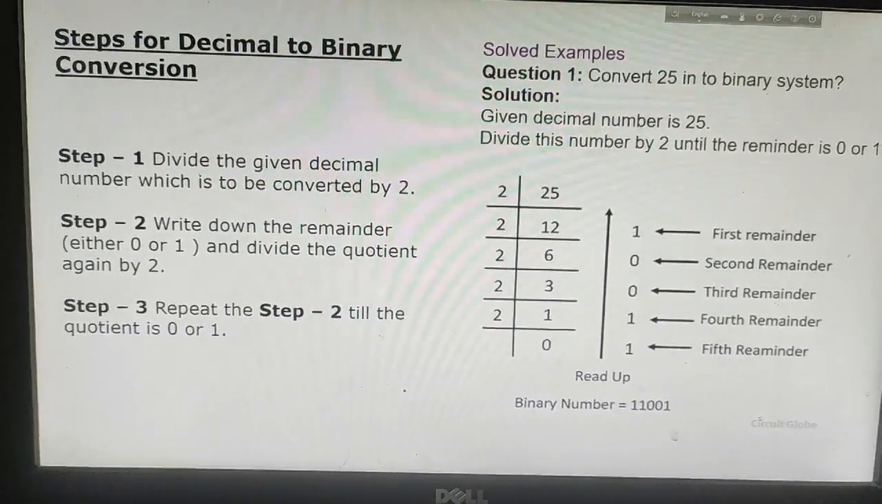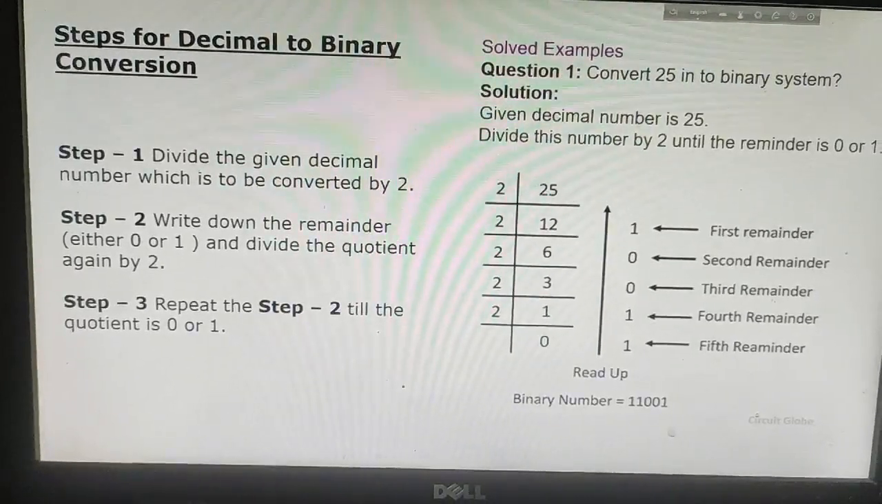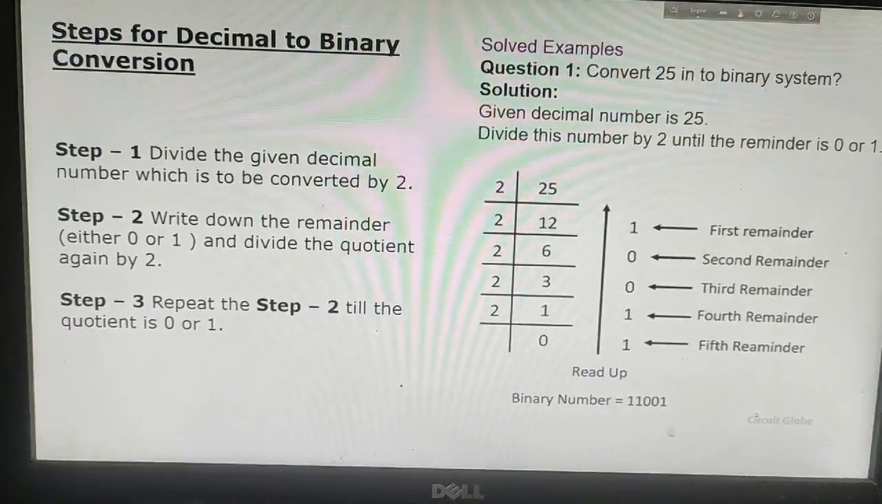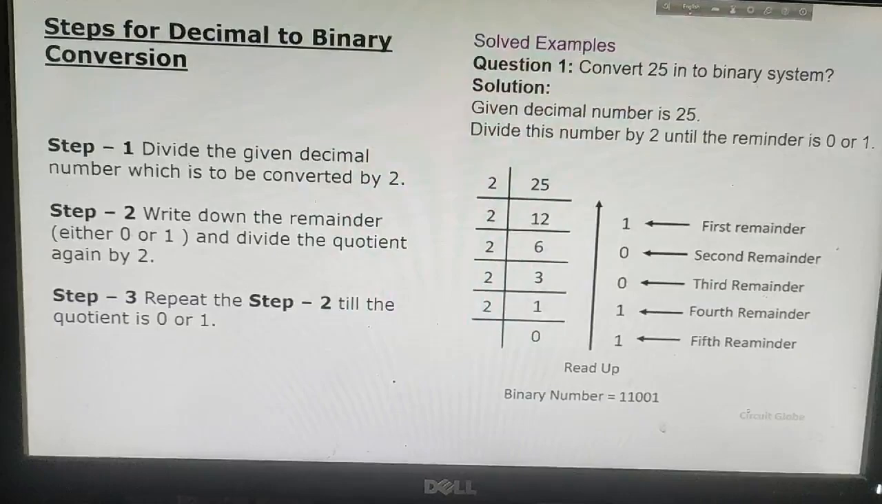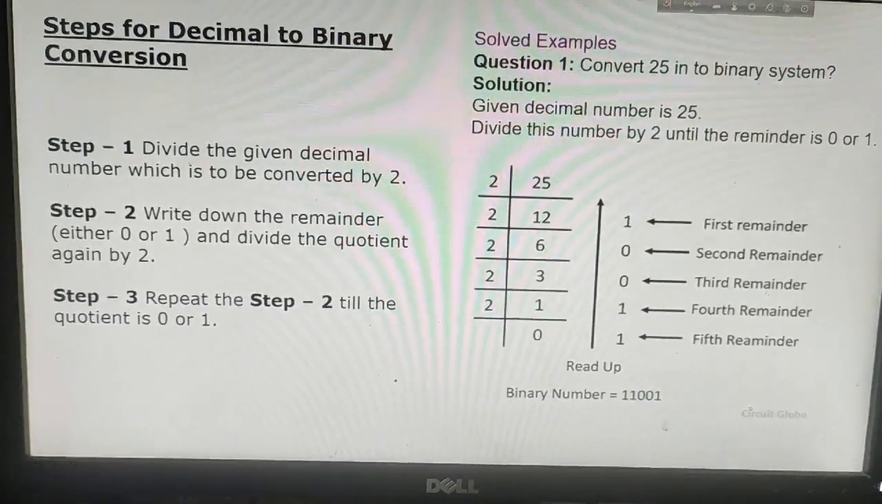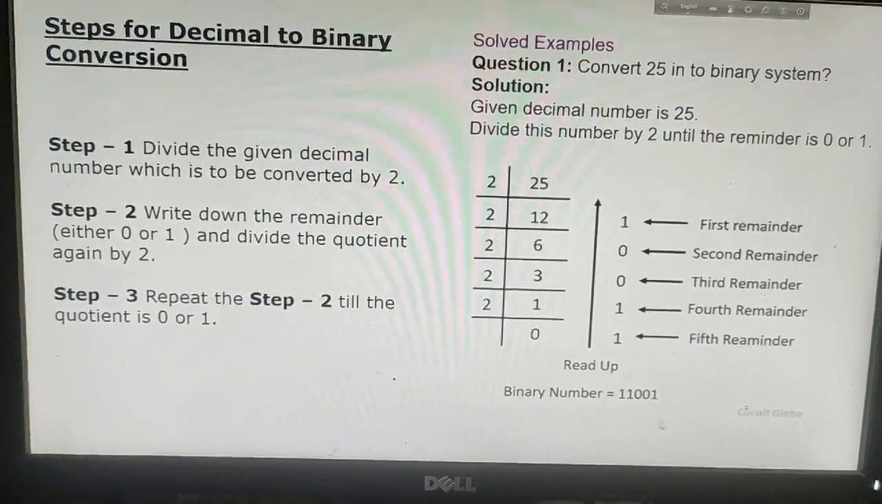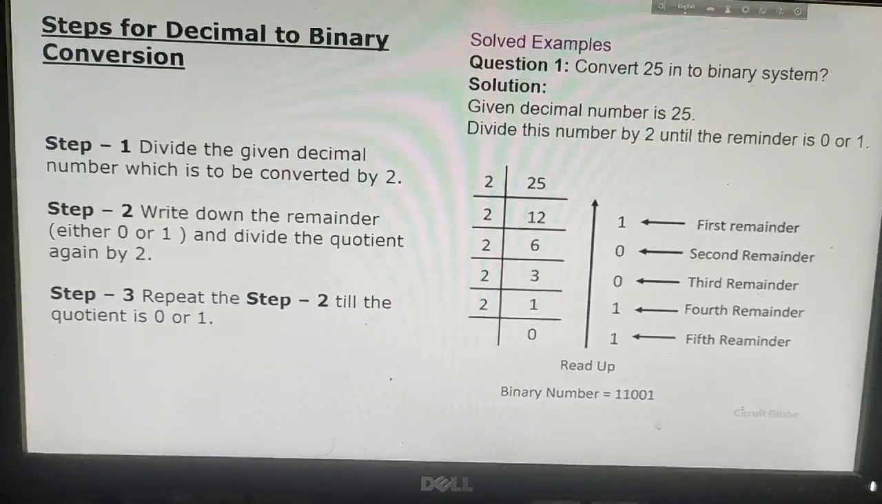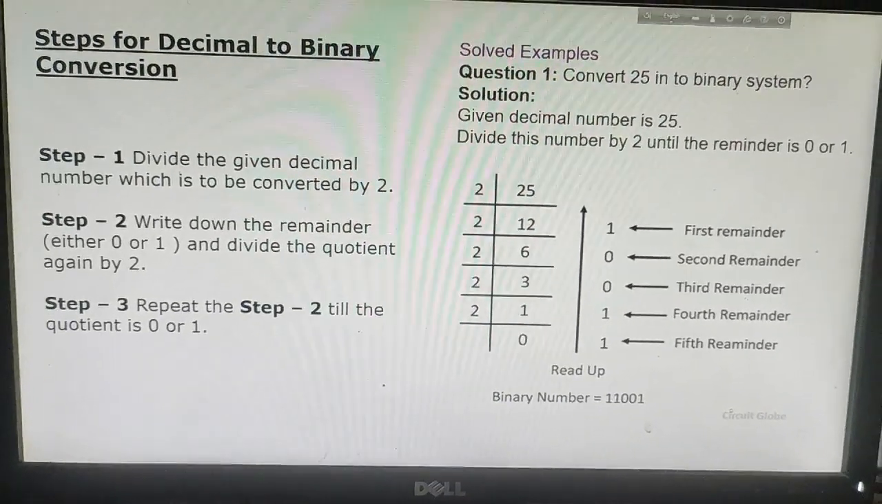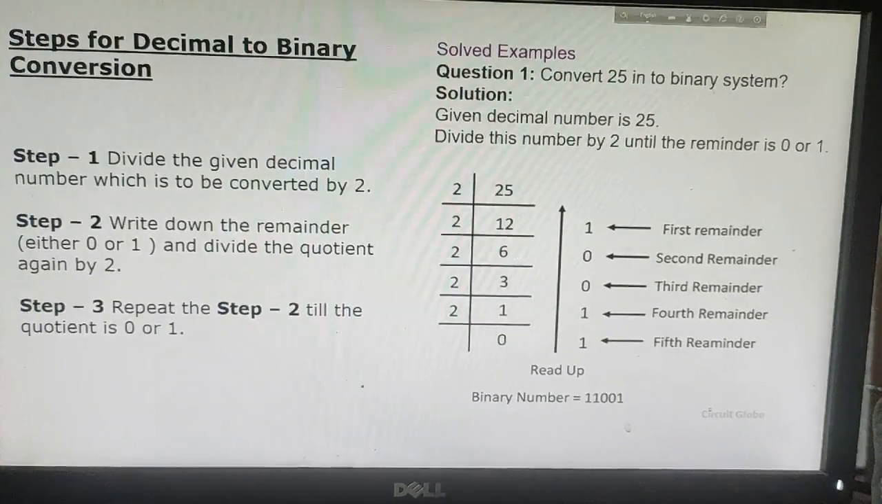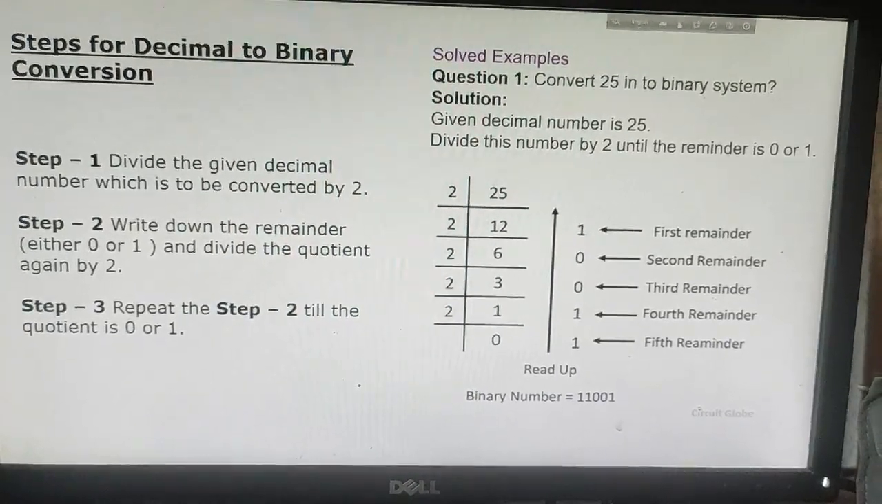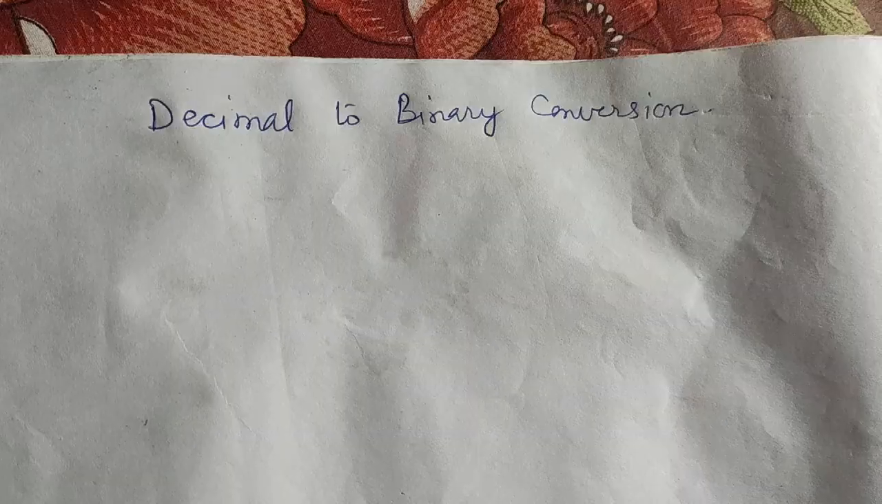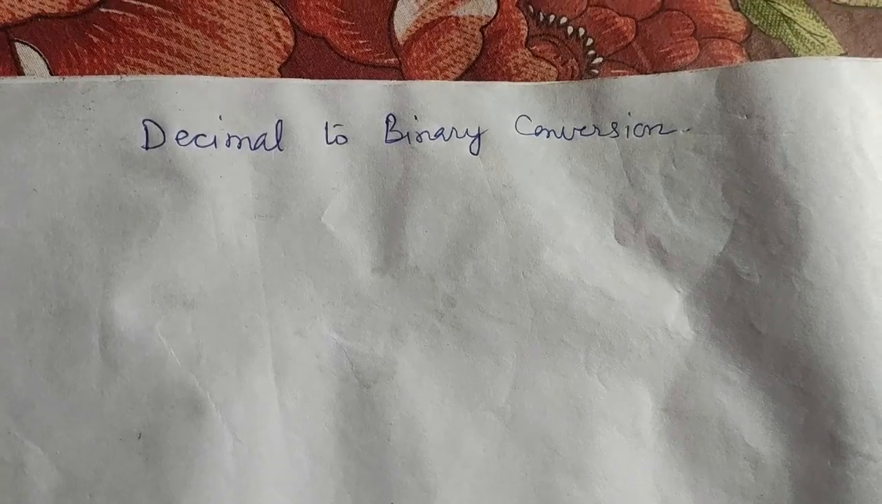Step 1 is to divide the given decimal number which is to be converted by 2. Step 2, write down the remainder, either 0 or 1, and divide the quotient again by 2. Repeat step 2 till the quotient is 0. Now see the example. I will show how to solve it. Let's start our first example, decimal to binary conversion.